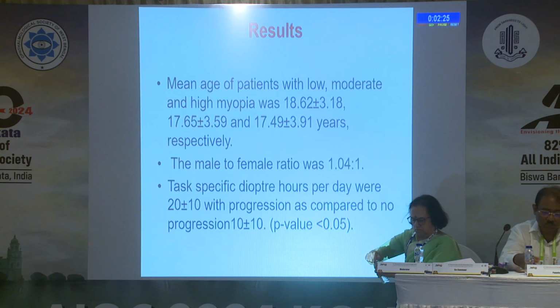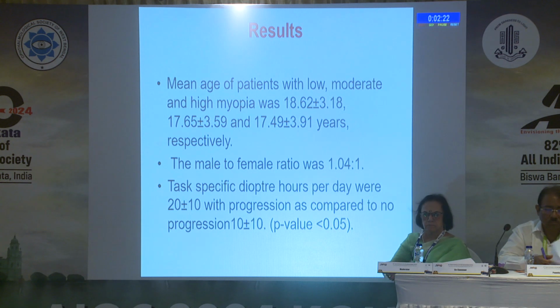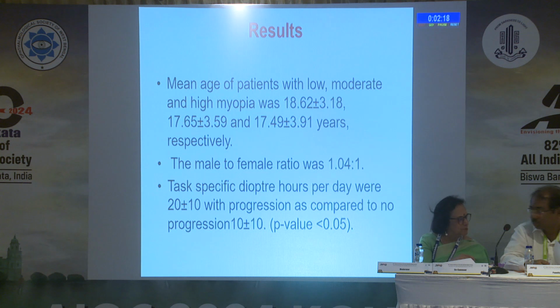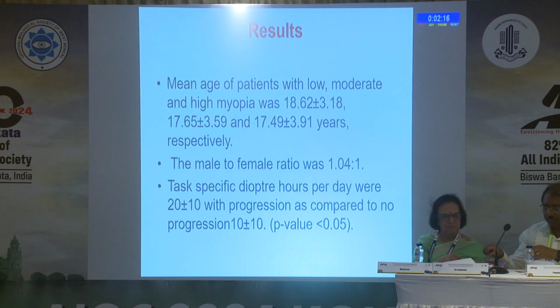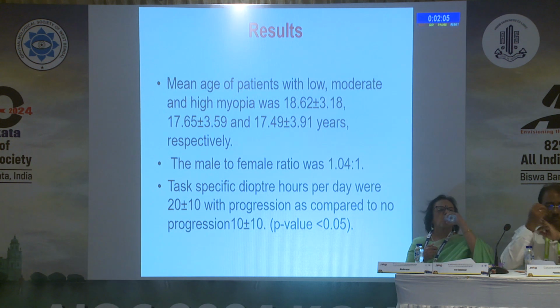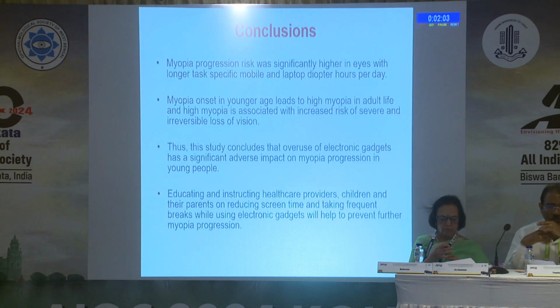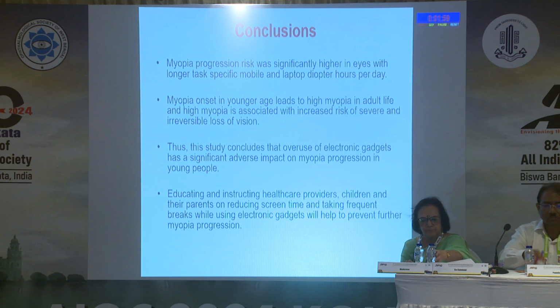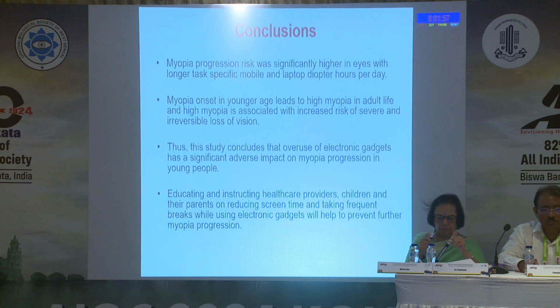The results show the mean age of patients with low, moderate and high myopia was 18.62 plus minus 3.1 and 17.65 plus minus 3.5. The male to female ratio was 1.04. The task specific diopter hours were 20 plus minus 10 with progression, as compared to 10 plus minus 10 with no progression. So to conclude, the myopia progression risk was significantly higher in eyes with longer task specific mobile and laptop diopter hours per day.